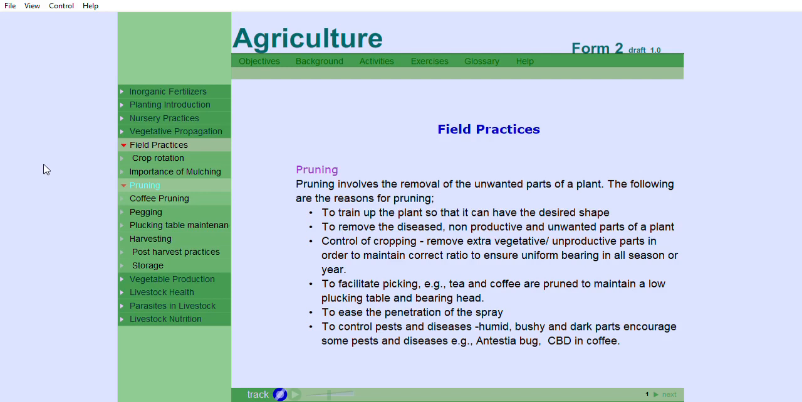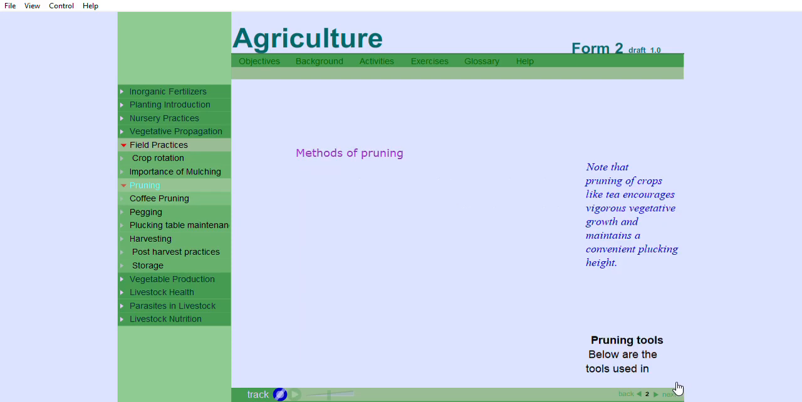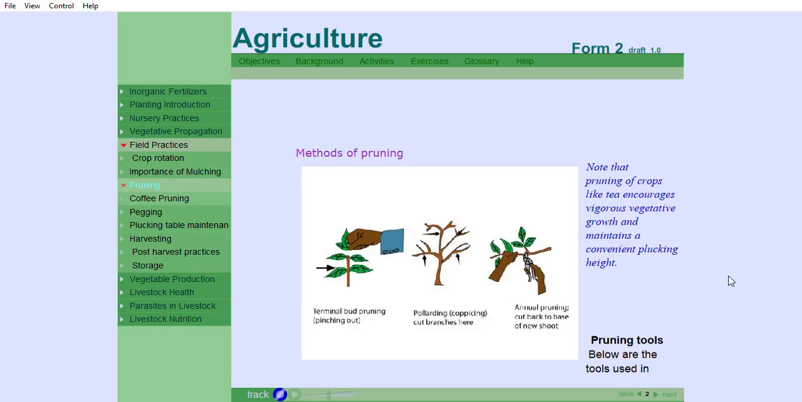For example, tea and coffee are pruned to maintain a low plucking table and bearing head. To ease the penetration of the spray and to control pests and diseases. Humid, bushy and dark parts encourage some pests and diseases, for example, Antestia bug and coffee berry disease in coffee. Methods of pruning: pinching out, coppicing or pollarding, and annual pruning.